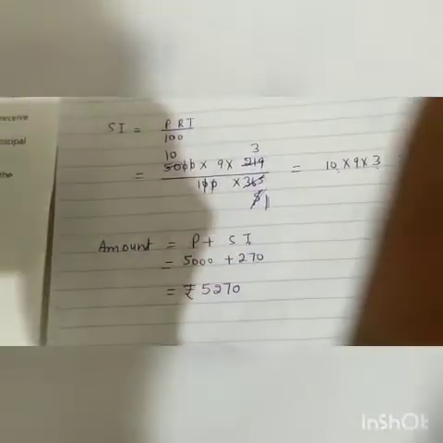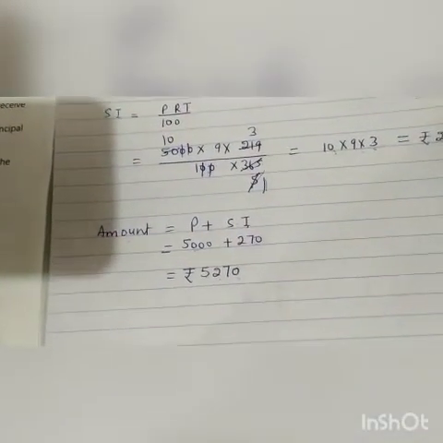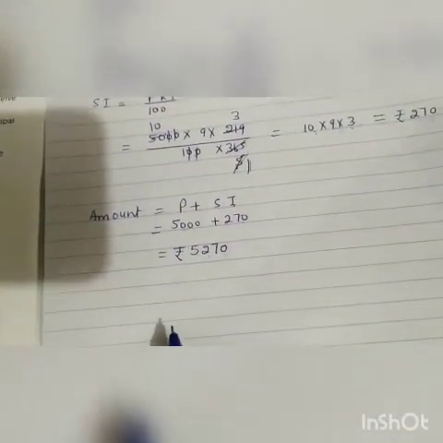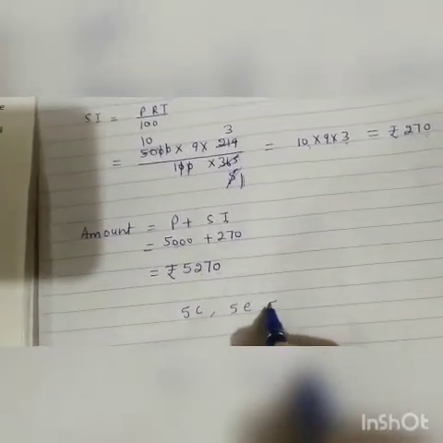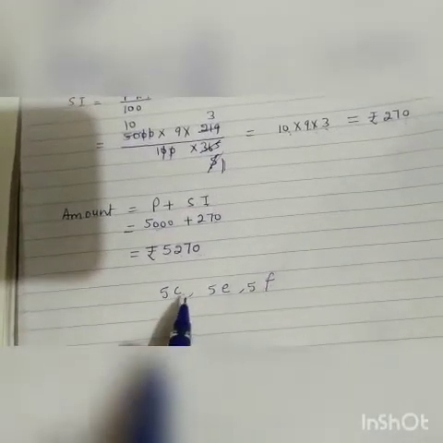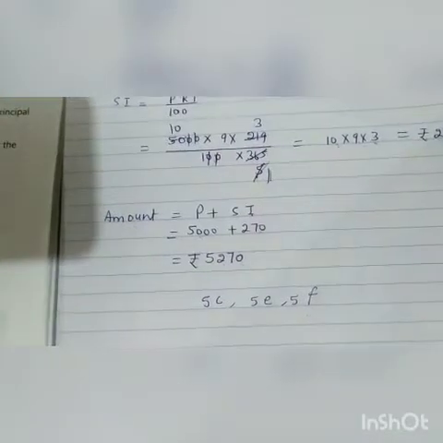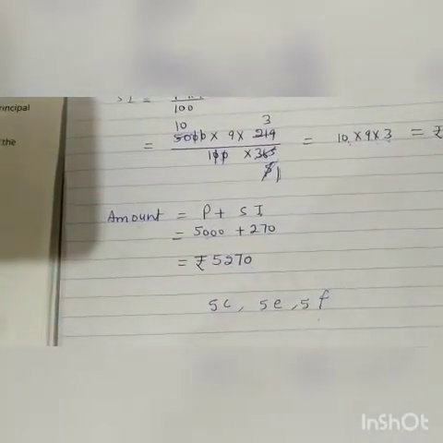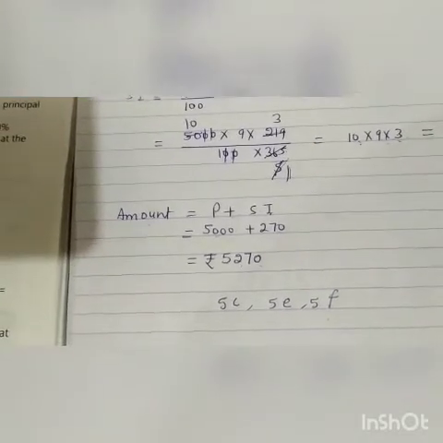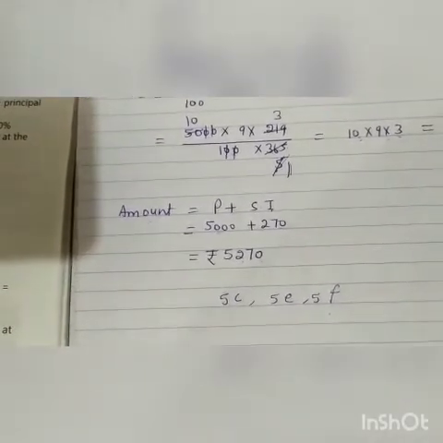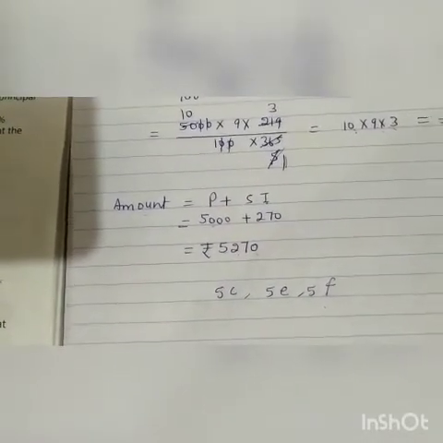So students, now your exercise 9A is completed. Remaining 3 parts, as I told you, 5C, 5E and 5F. These 3 parts you will do self. And students, I know very well most of you have not completed previous class work, that is question number 3 and 4 in your notebook. I know it very well.